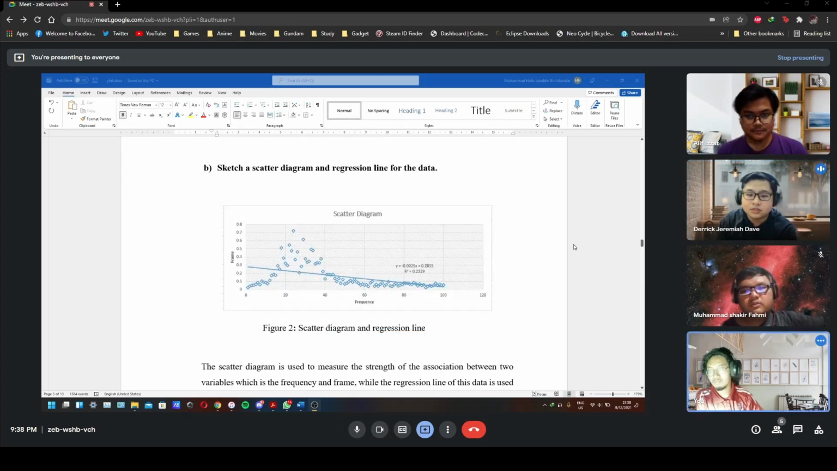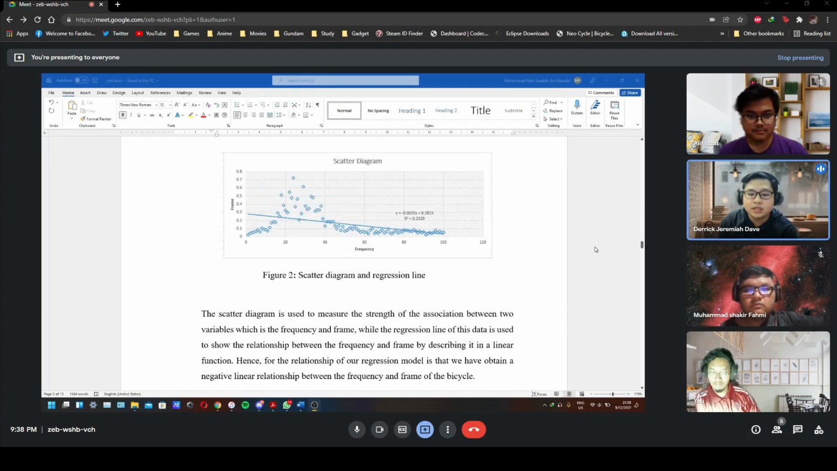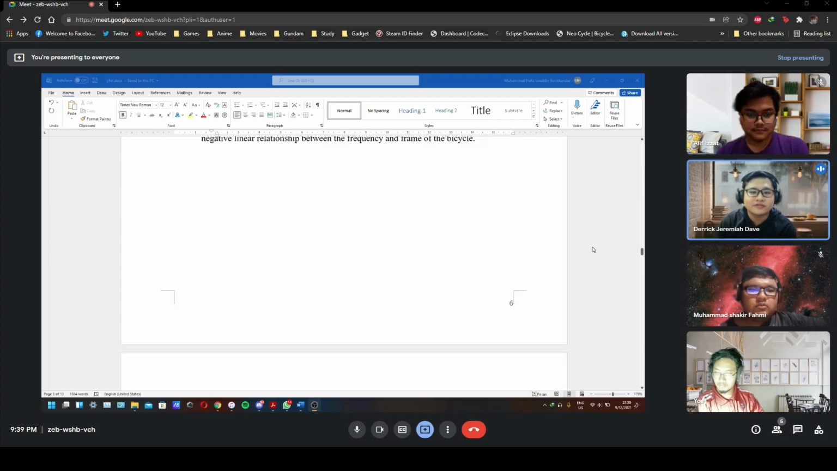For B, we sketch a scatter diagram and regression line for the data. As we can see here in figure 1, this is our scatter diagram and regression line. The scatter plot is used to assess the strength of the link between two variables, frequency and frame, while the regression line depicts the relationship between the two variables by describing it as a linear function. As a result, the relationship of our regression model is a negative linear association between the frequency and the bicycle frame. For the next data, I'll pass it on to my partner, Alif.